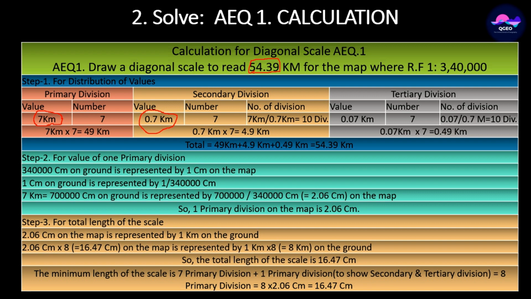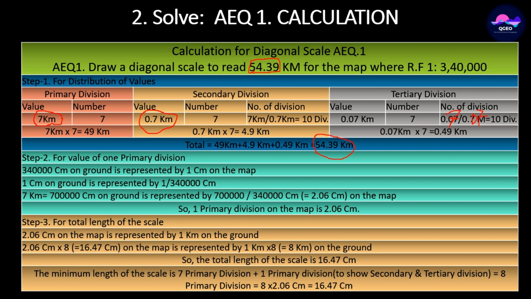And number of divisions in tertiary part: 0.7 divided by 0.07, okay, so it will be 10 divisions. Number of tertiary divisions is the value of secondary division divided by the value of tertiary division, here 0.7 kilometer divided by 0.07 kilometer is equal to 10 divisions. So we can find here the total length 49 plus 4.9 plus 0.49 is equal to 54.39 kilometer.